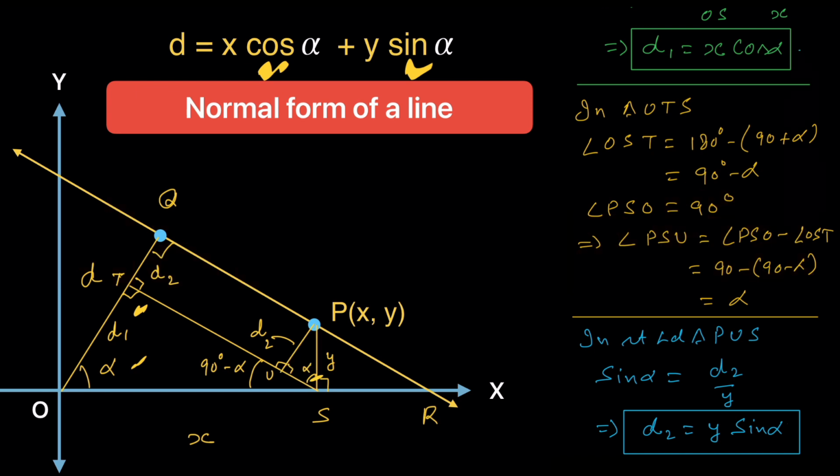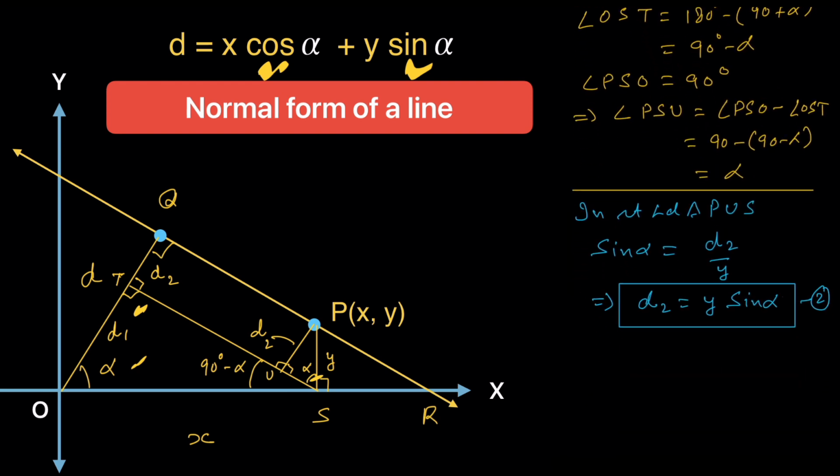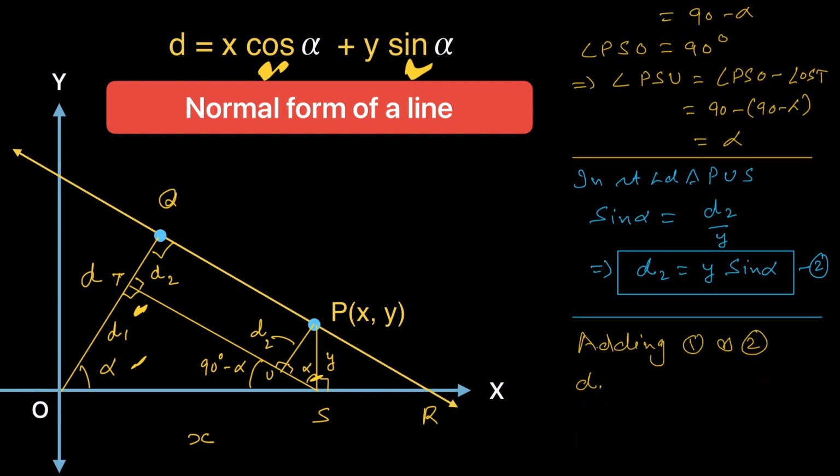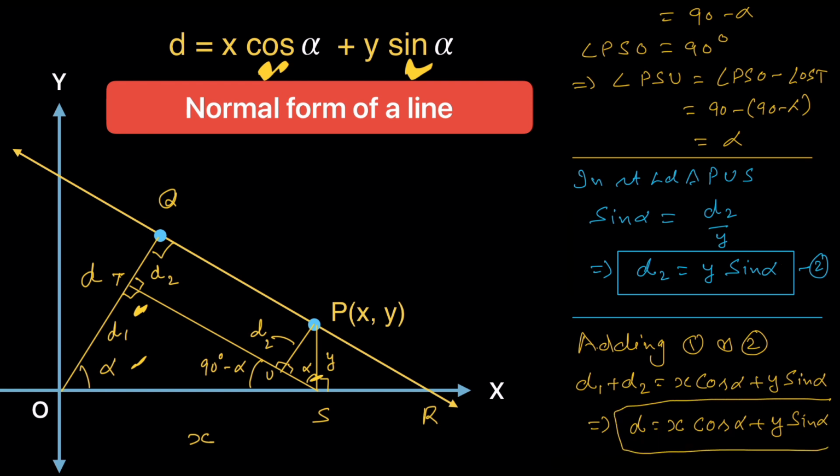Now all we need to do is, let's call this equation number 1 and let's call this equation number 2. Just add 1 and 2. So adding 1 and 2, D1 plus D2 will be equal to x cos alpha plus y sine alpha, and we know that D1 plus D2 is d, so this implies d is equal to x cos alpha plus y sine alpha, and that is what we wanted to prove. So this is how we derive this formula, which is also known as the normal form of a line.